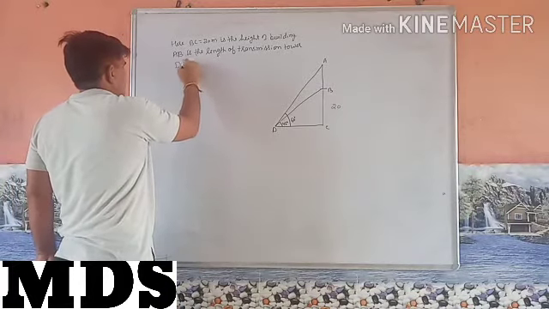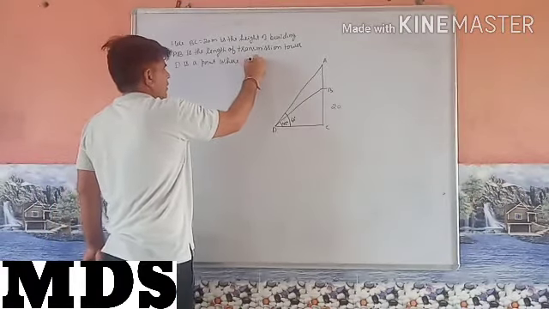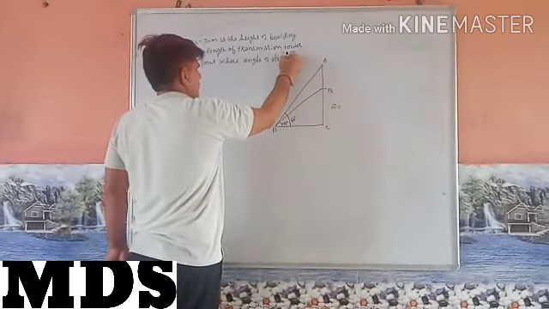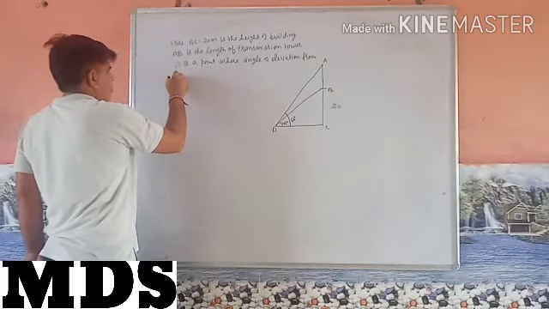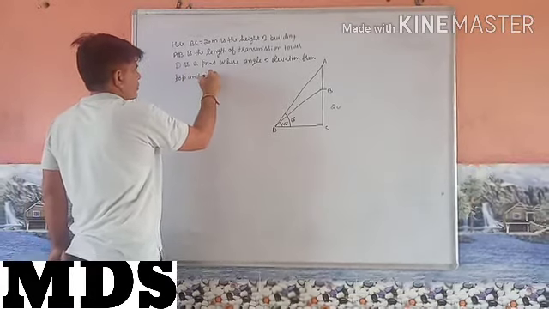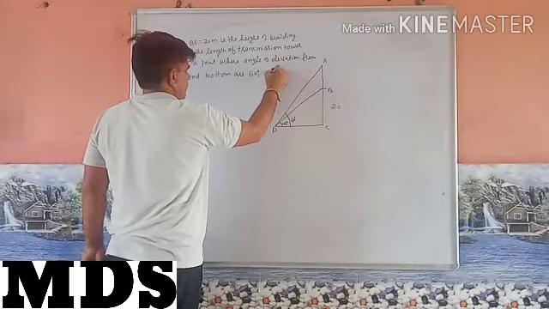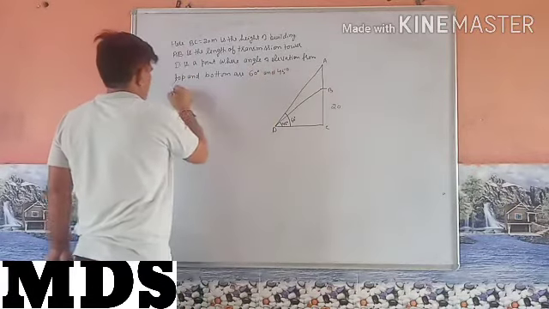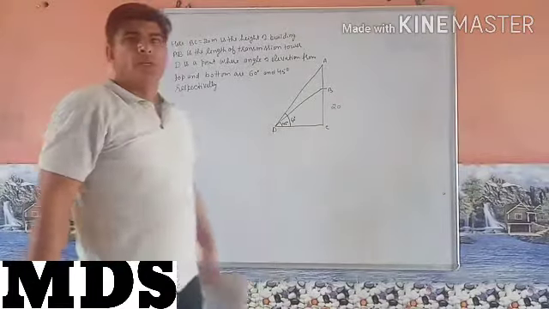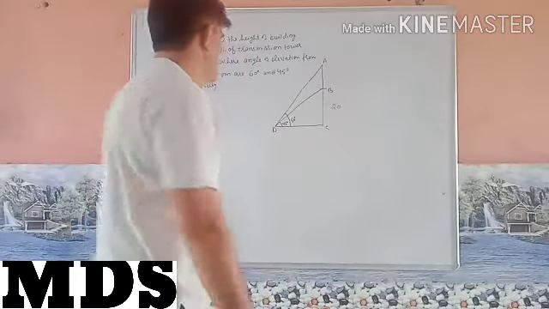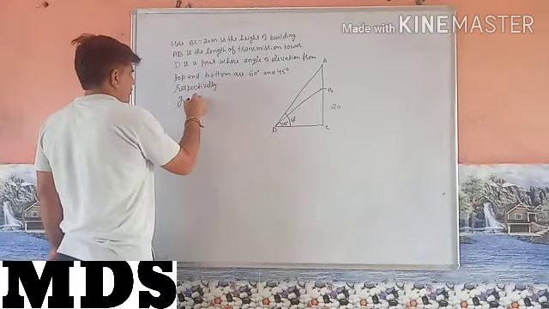D is a point here. Angle of elevation from top and bottom are 60 degree and 45 degree respectively. You have to find out what the height of the tower is. How is it possible? AC minus AD. So in triangle, which triangle?